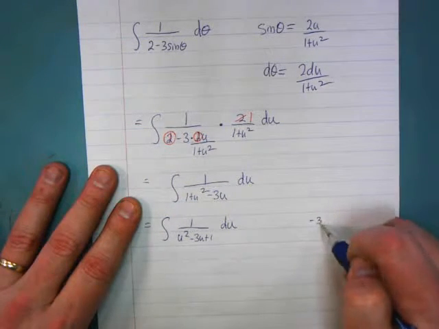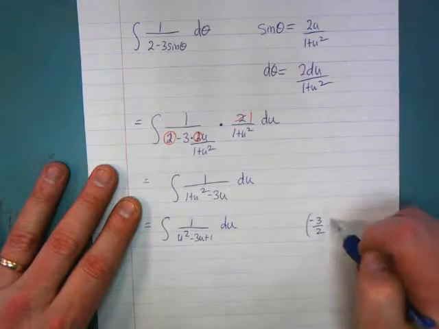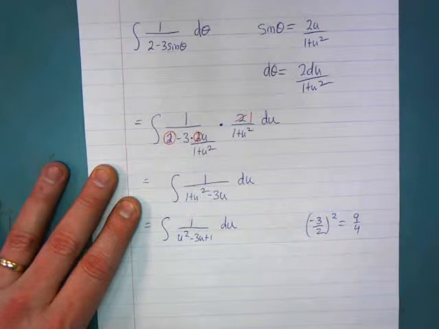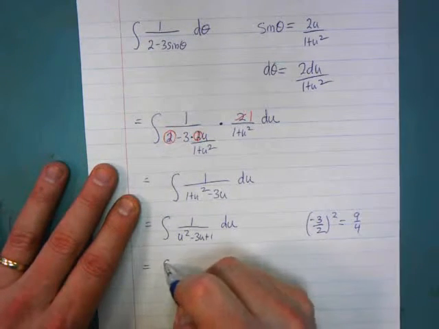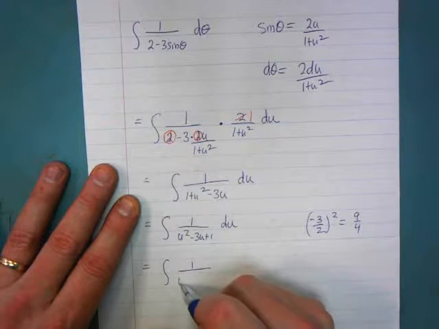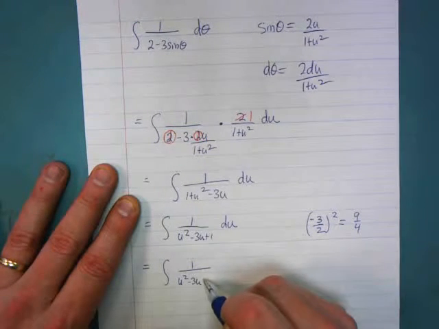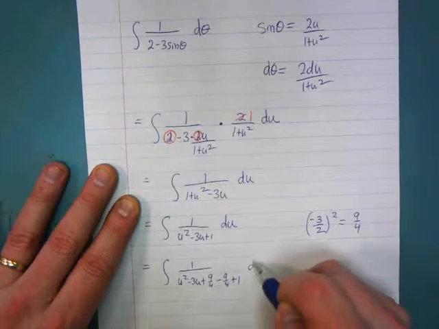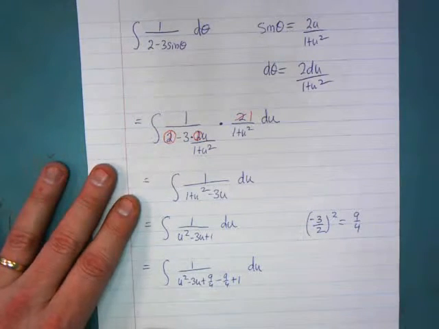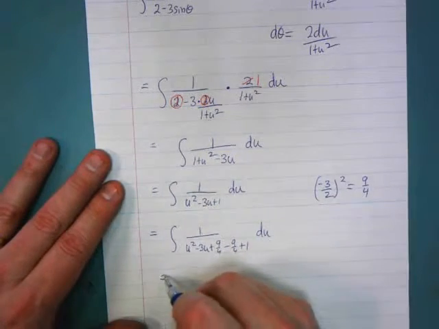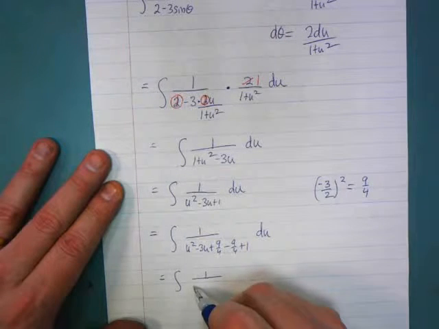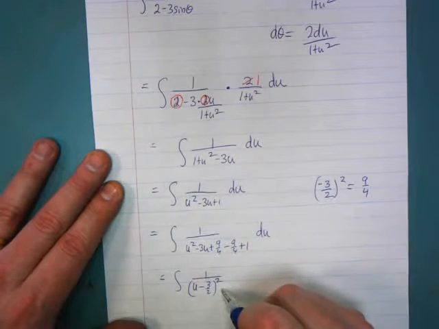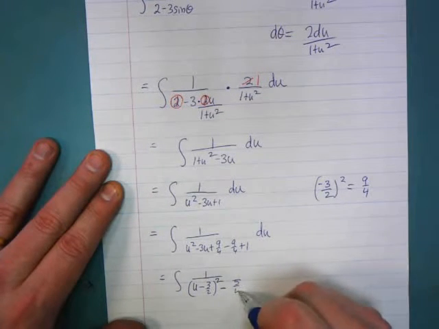So I've got to take that negative 3 halves and square it. So that's 9/4. So there's my magic number to add and subtract. So this is 1 over u squared minus 3u plus 9/4 minus 9/4 plus 1. Okay, so that's u minus 3 halves squared minus 5/4.